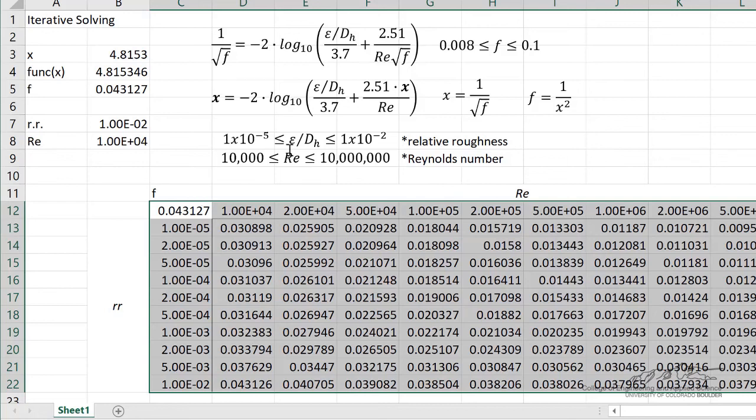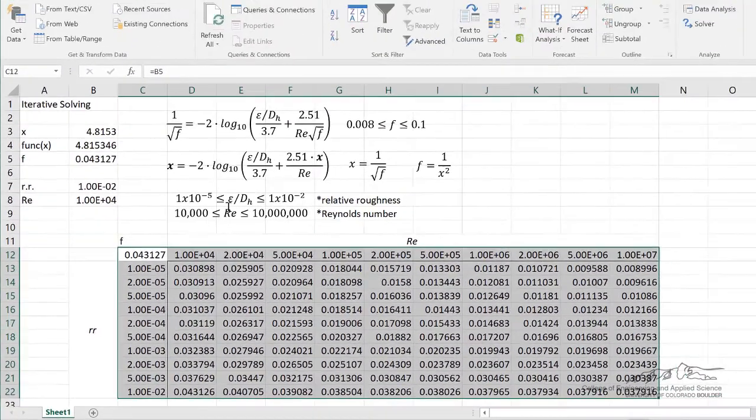Whenever you can set up the equation that you're trying to solve in terms of x equals f of x, then you should think circular calculations.